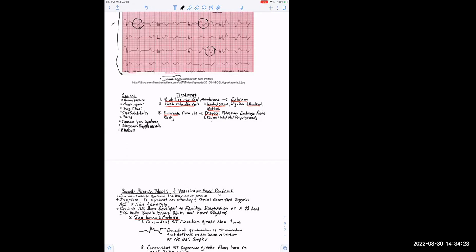And finally, first we try to stabilize the cell membrane. Second, we're going to try to relocate that potassium. And third and finally, we'll try to eliminate that potassium from the body. And the way that's done is either through dialysis or something called a PER, which is a potassium exchange resin. The most common would be Kayexalate. What this potassium exchange resin does is basically it's given and it binds with the potassium, and the patient just craps it out.